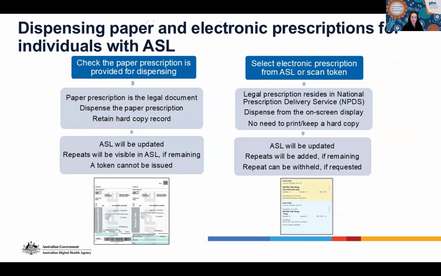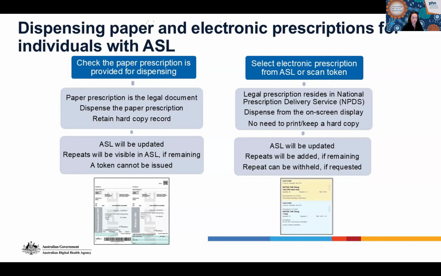When accessing a patient's active script list, it's easy to distinguish between electronic prescription tokens and computer-generated paper prescriptions that include an ERX barcode. Both are visible in the active script list. However, paper prescriptions without an ERX barcode are handwritten scripts and don't appear within the ASL system. It's important to understand how paper scripts and electronic prescriptions are handled within the active script list system.